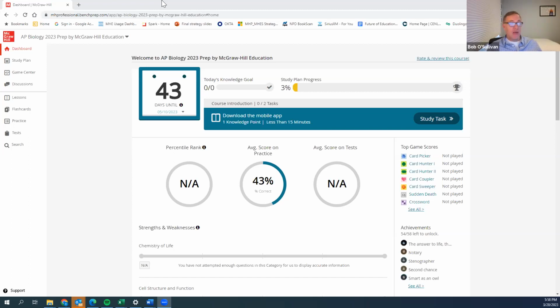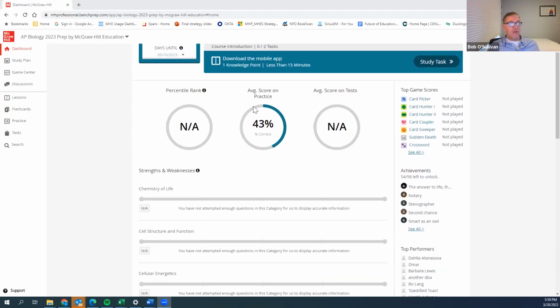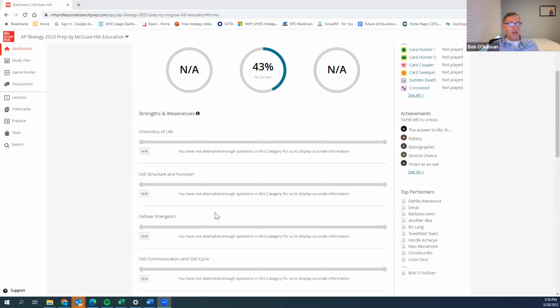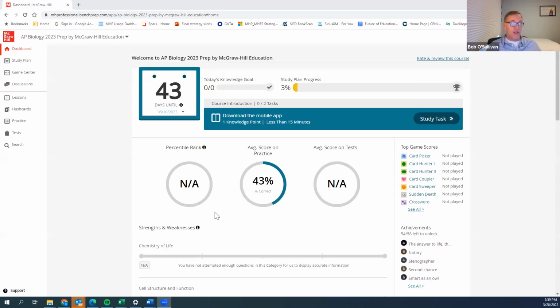And that'll update every time you come in. The same with your study plan progress, your knowledge goals, your percentile rank, your average score on a practice, average score on the test, and then your strengths and weaknesses in each category. I haven't done this. I just logged in for the first time here today.